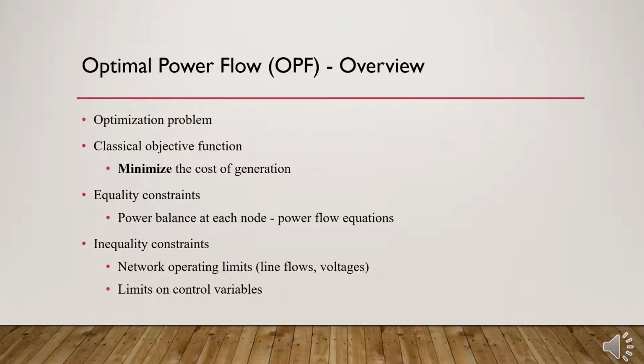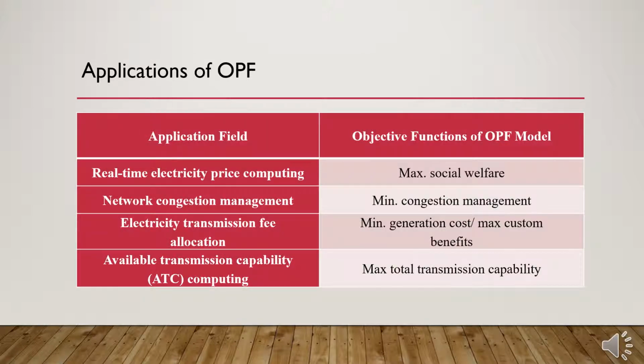Let us take a look at the overview of optimal power flow. We can solve an optimization problem that uses a classical objective function which minimizes the cost of generation, subject to equality and inequality constraints. The equality constraint is power balance at each node, while the inequality constraints are network operating limits, that is line flows and voltages, and also limits on control variables.